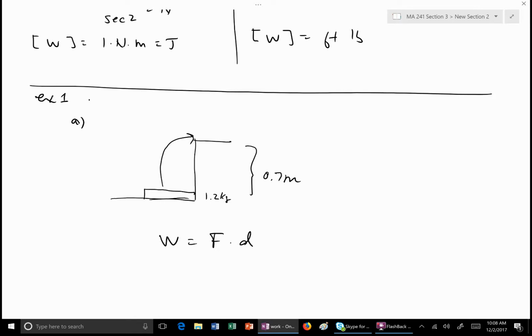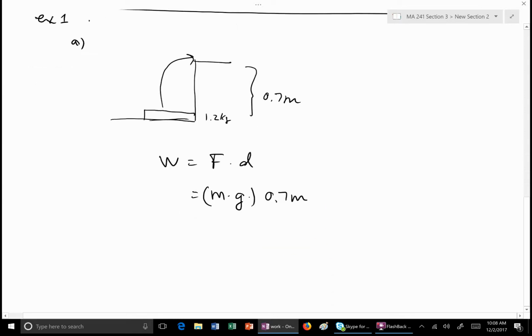It is. Because what's the force? Gravitation, right? So the gravitational force here is m times g, right? The distance is 0.7 meters. That's our distance. And I can just go ahead and plug these in, right? So 1.2 times 9.8 times 0.7.